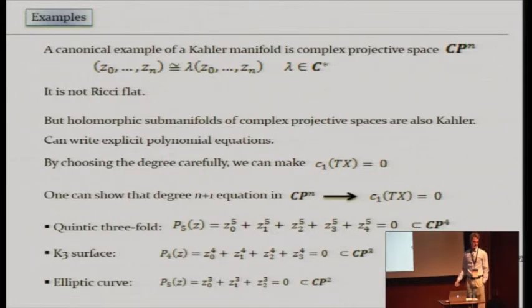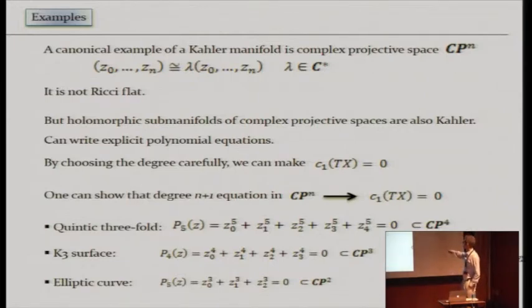And how do you find holomorphic submanifolds of complex projective space? Well, you just write down a complex equation. Just write down some degree n polynomial that will define a holomorphic submanifold of complex projective space for you. And by adjusting the degree of the polynomials, you can ensure that the first Chern class vanishes. Okay? So that won't be true for any degree of your polynomial. If you choose the degree just right, the first Chern class of this holomorphic submanifold will vanish. Holomorphic submanifolds that are defined in this way, by polynomial equations, are usually called algebraic varieties.